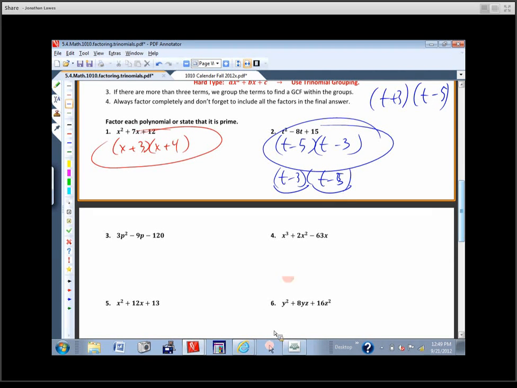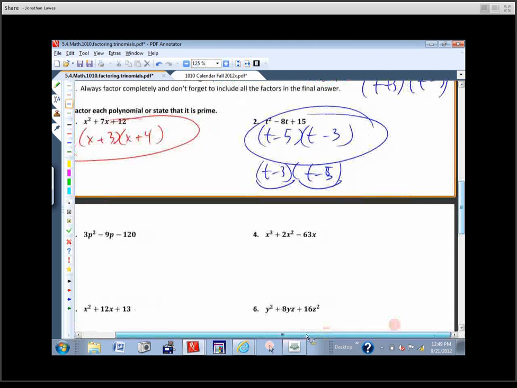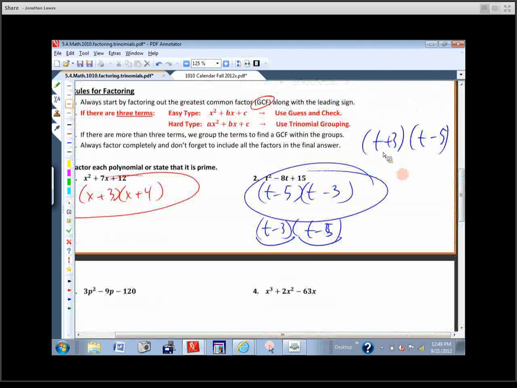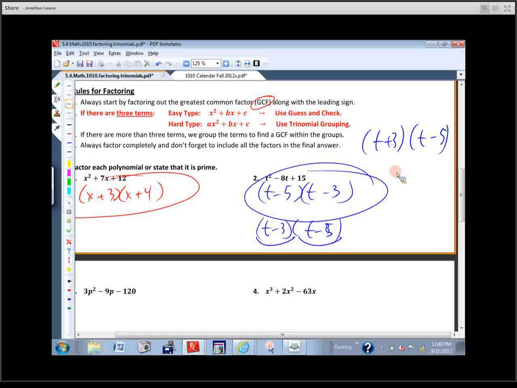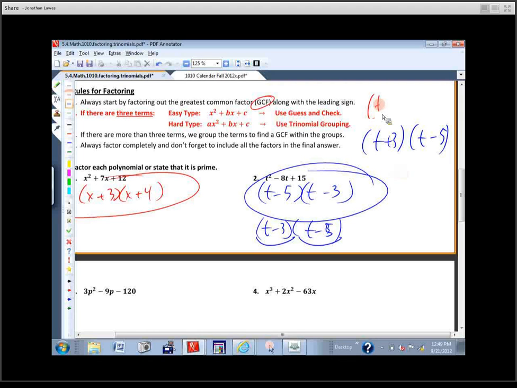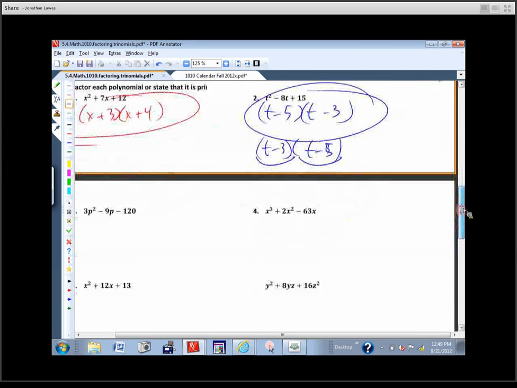Okay, so everybody watch this. I'm changing this problem. Let's say the answer was t plus 3 and t minus 5. Could I write this t plus 5, t minus 3? The answer to that is no. Because they'd multiply to be negative 15, but what would they combine to be now? Positive 2. So completely different problem. Doesn't work that way. Any questions? Okay, flip it over.